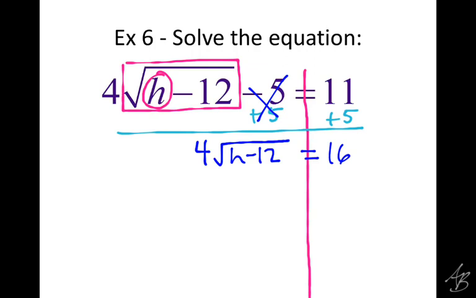I still need to get rid of that 4 by doing what? Divide by 4. So we're going to divide by 4 on both sides. And on the left side, those 4's are going to cancel, leaving what? Square root of h minus 12, good, equals 16 divided by 4 is 4. All right, now what?